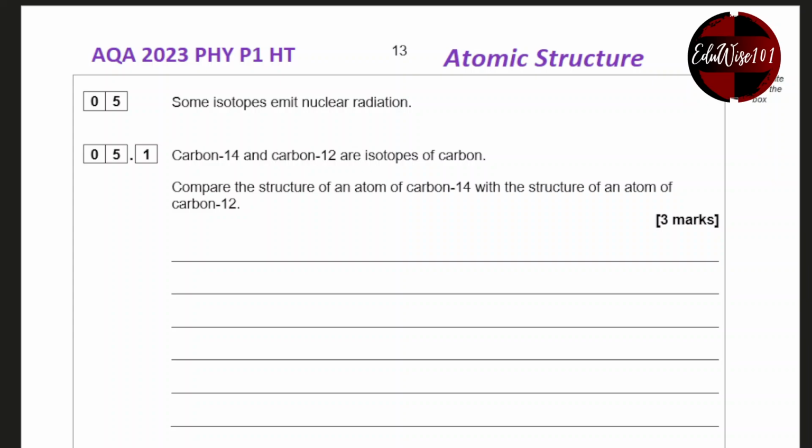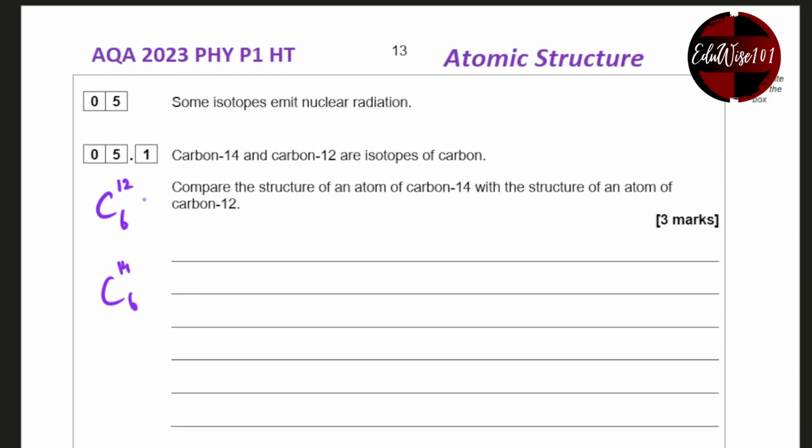Now, because they are both carbon, they should have the same number of protons. Now, carbon has 6 protons. So if you look in the periodic table, carbon will be 6 and 12. This is a general carbon atom that is found most commonly, but we have carbon-14 as well, which is C 6 14. So they have the same number of protons. And what's different about them is the number of neutrons.